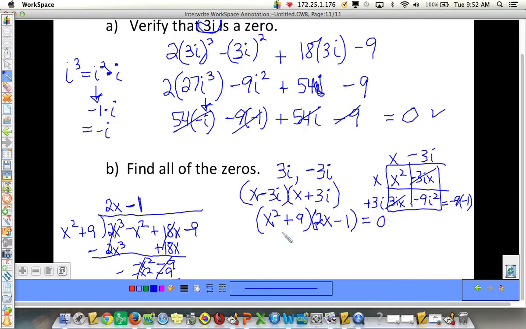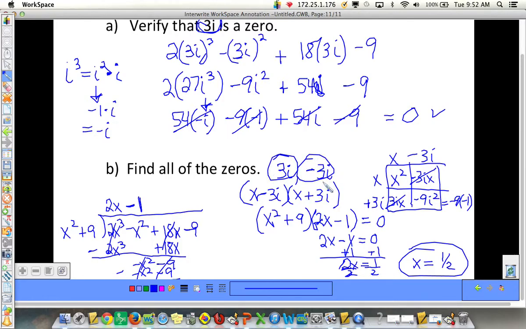So if you set each of these equal to 0 and solve for x, I get 3i and negative 3i. Now for the other factor, set it equal to 0 and solve. Add 1 to each side. You get 2x equals 1. Divide by 2. You get x equals 1/2. And that is your remaining solution. 1/2, 3i, and negative 3i. Those three solutions.